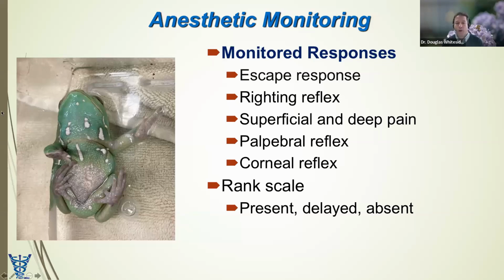We can look at our palpebral or eyelid blink response, and then the corneal reflex. So when amphibians are really deeply anesthetized, they'll lose their corneal reflex as well. Very different compared to mammals. If a mammal loses corneal reflex, it's dead, but not the case with our amphibian species. And then I like to use a rank scale. So basically, is it present, is it delayed, or is it absent? And that helps you gauge where our anesthetic depth is in those species.